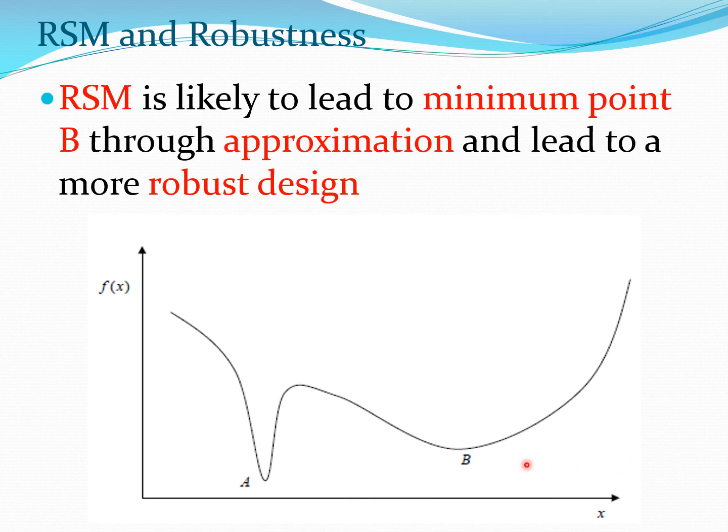So again, to put this deeply into your mind, if you are using response surfaces, if you are moving sequentially in the design space, you are much more likely to land on problem B, which is a robust design, through some kind of quadratic fits and get a better solution.